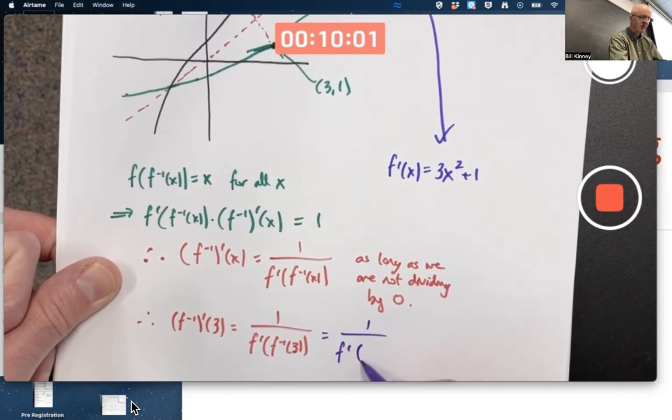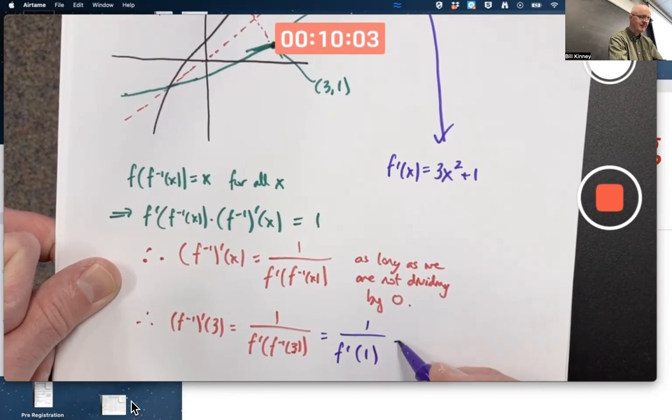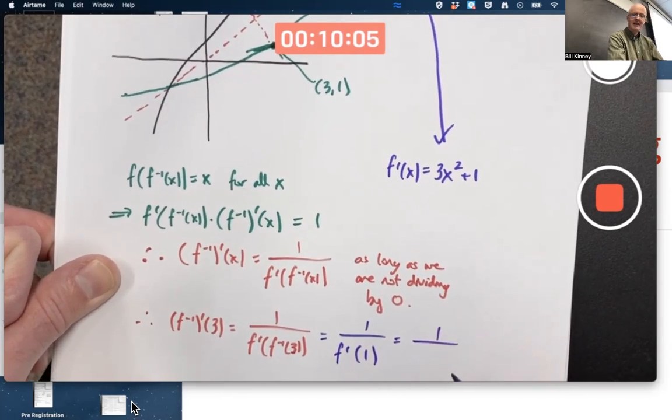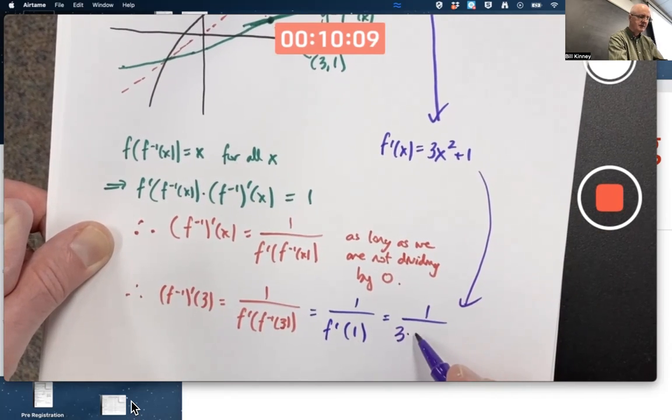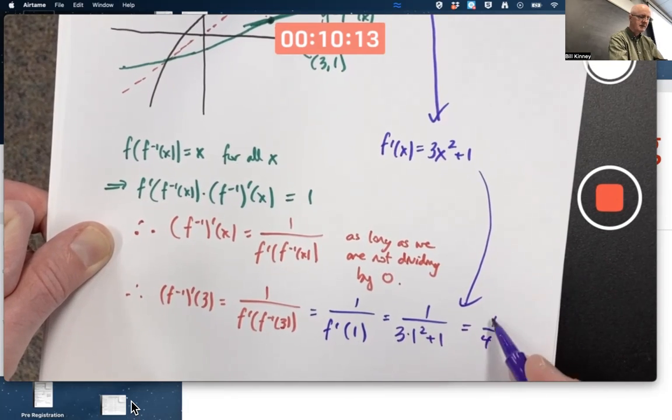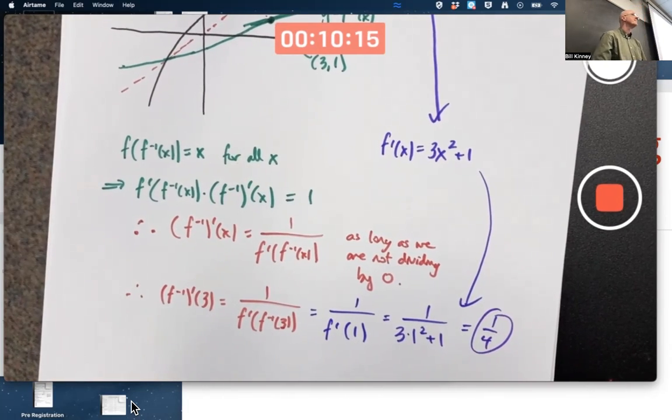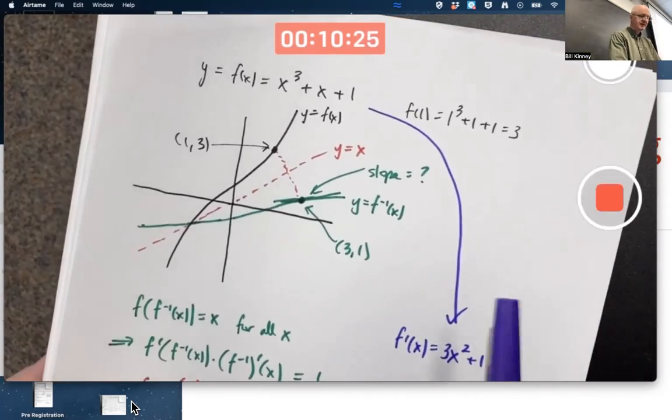This is 1 over f prime of 1, amazingly. And again, here's f prime. So I get 1 over 3 times 1 squared plus 1, which is 1/4. That's the answer. So we did it. It's a line with a slope of 1/4, and I could then use that to figure out the equation of the tangent line there.